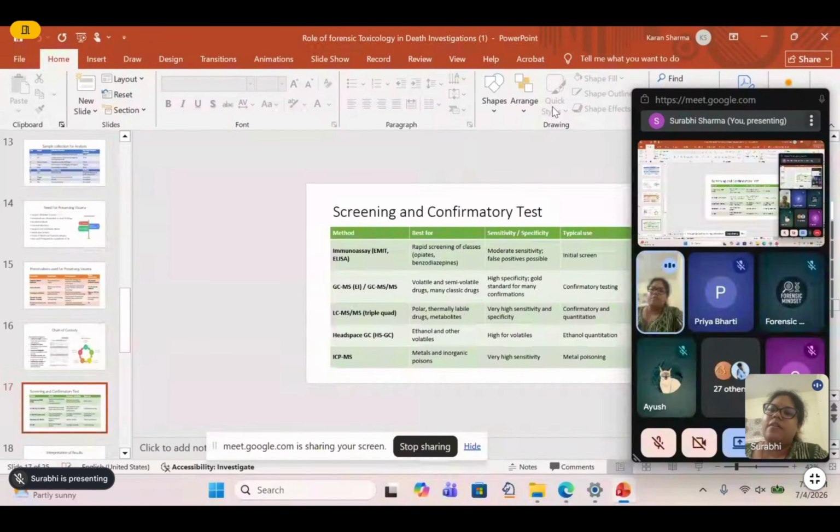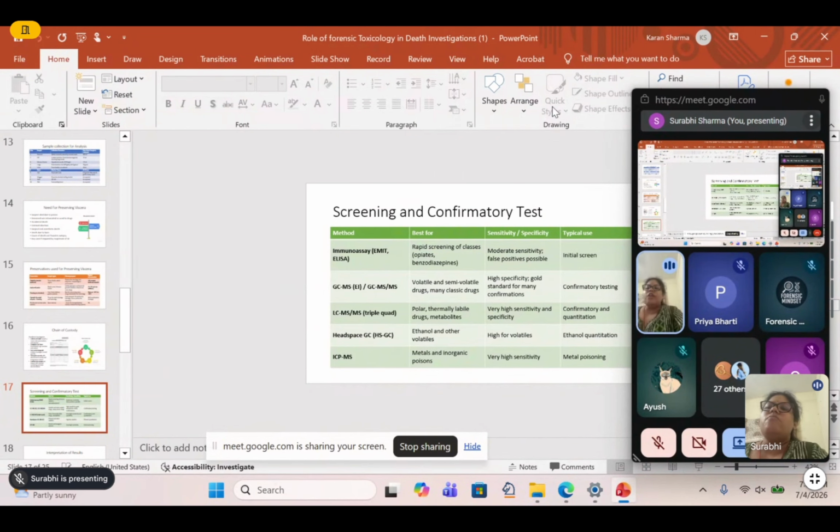Then we have headspace, that is GCHS, which is used for volatile poisons like ethanol and other volatiles like chloroform, etc. It has very high specificity for volatiles, and it is used in ethanol quantitation. And then we have ICP-MS, inductively coupled plasma mass spectroscopy.